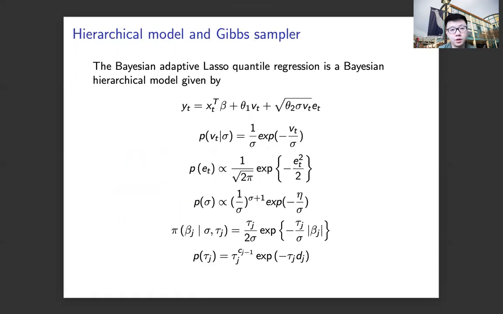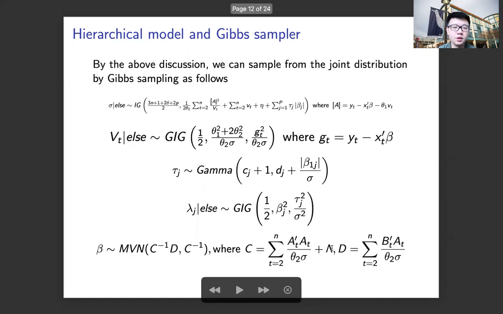So the Bayesian adaptive lasso quantile regression is a Bayesian hierarchical model given as follows. These are the prior distributions for all the parameters. And then by the above discussion, we can sample from the joint distribution by Gibbs sampling as follows. So these are the posterior distributions. And we notice that all these posterior distributions are common distributions, so we can sample directly from these common distributions. So it can save us a lot of time, and it will improve the calculation efficiency.